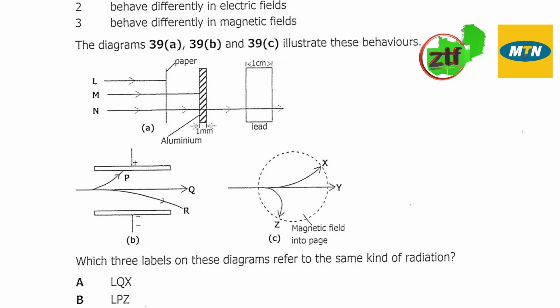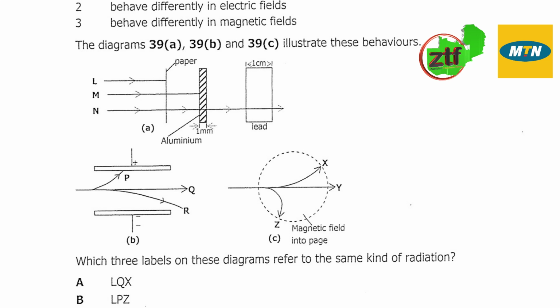When we check on B, we start with L, which we suspect is alpha particles. P, when we notice P on diagram B, we notice that alpha particles are getting attracted to the positive, which is wrong because alpha particles are positively charged, so they cannot be attracted towards the positive. So that collapses.